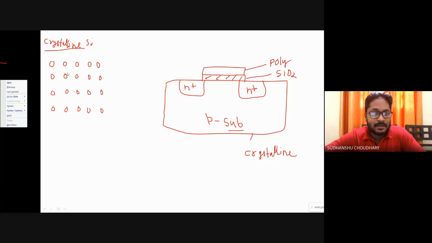Of course, it's a cubical lattice. So in that cubical lattice also, all these atoms are arranged in a periodical manner, right? So some periodical arrangement of the atoms is present. We say that the structure is crystalline. Okay? Now, what is polycrystalline?